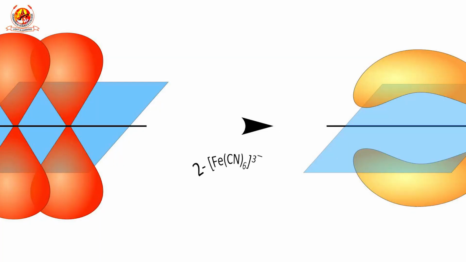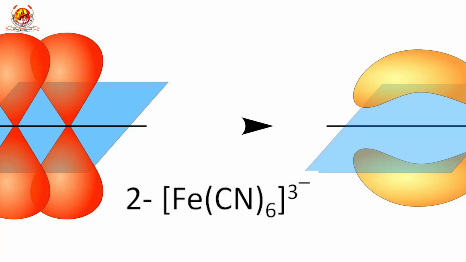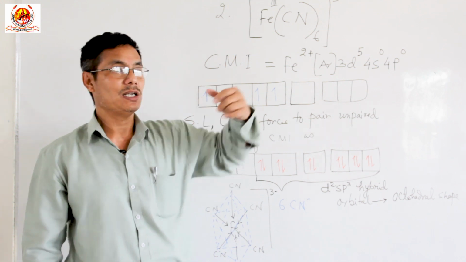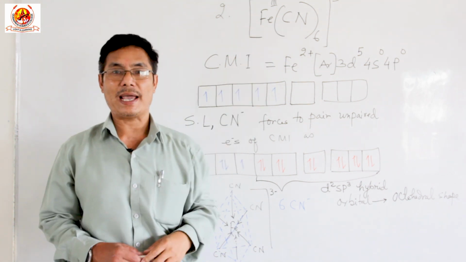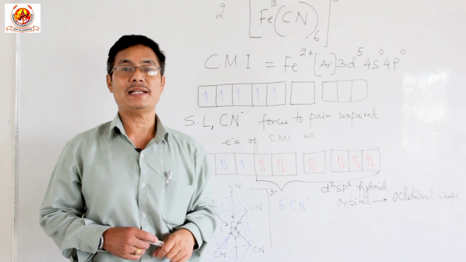That was example 1. Come to the second example. It is the same example, hexacyanoferrate(III). The only difference between the first example and this one is the charge of the central atom, iron. In the first example, iron carries a positive 2.